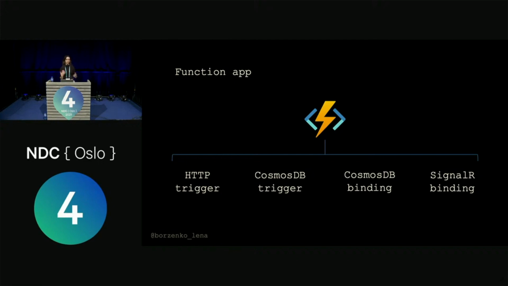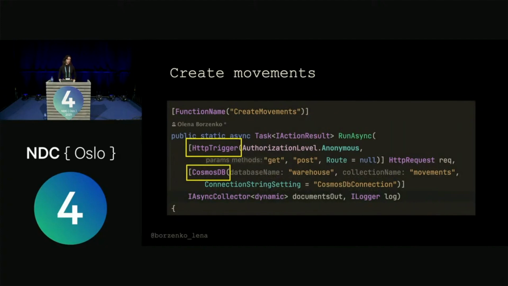Also, functions have many different bindings. There could be output and input bindings. We will have a Cosmos DB binding and a SignalR binding. So that's basically how it will look. I'll show just the usage and combination of those bindings in my code. Then I will also show the rest of the code with the logic.